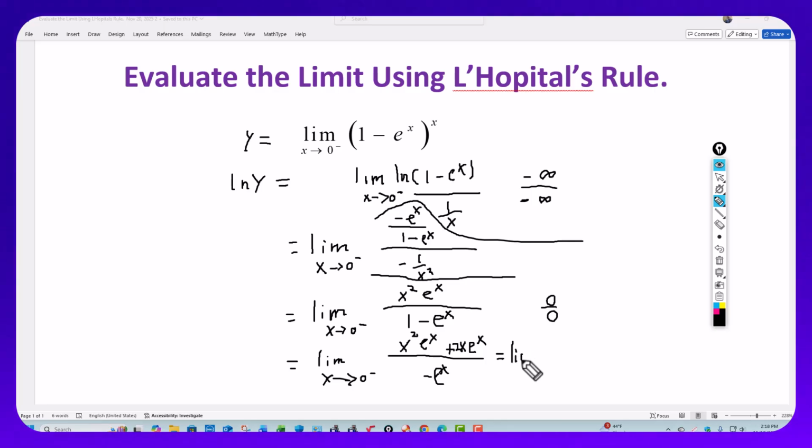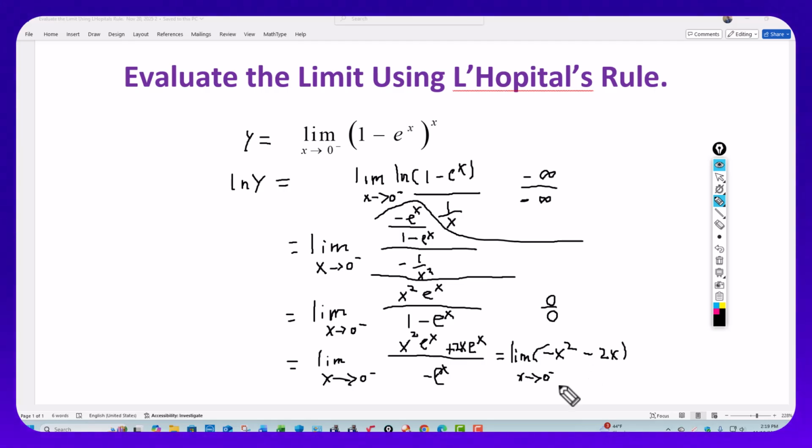So this would be limit. X goes to 0 from the left side, or the negative side. You notice that e to the x, e to the x, e to the x in the bottom. So those will cancel, and they'll leave me with minus x squared minus 2x. So again, all I'm doing here is dividing through by minus e to the x. E to the x cancels, and those terms on top become negative now. So I get a negative x squared minus 2x.